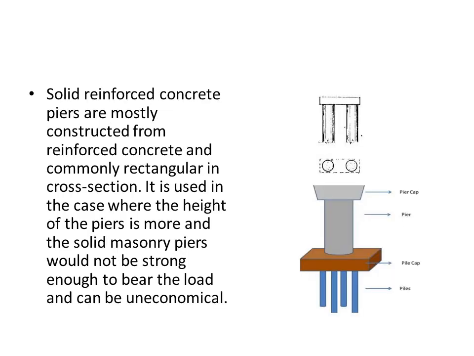Second one is the solid reinforced concrete pier. As you can see in the figure, the different components of the solid reinforced concrete pier. It consists of pier cap, piles, and pier. It is also constructed from reinforced concrete, and the commonly used is the rectangular cross section. The solid reinforced concrete pier is used where the height of the pier is more and the solid masonry pier will not be strong enough to bear the load.